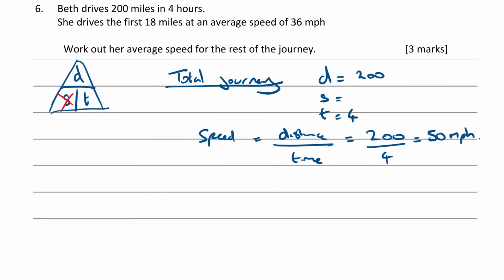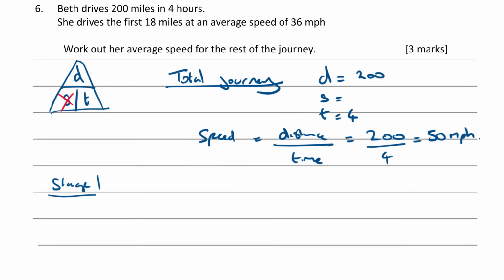It says she drives the first 18 miles at an average speed of 36. So I'm going to write this. This is stage 1 then of the journey. There's a 2-stage journey, isn't there? And the first section, we know D and we know S, but we don't know T. So let's find T. Let's see if that helps. So we know that the distance is 18. We know that the speed is 36. So what we want to find is time.